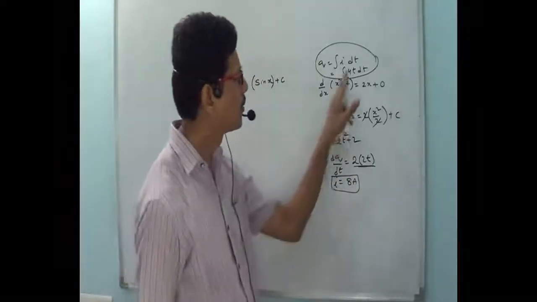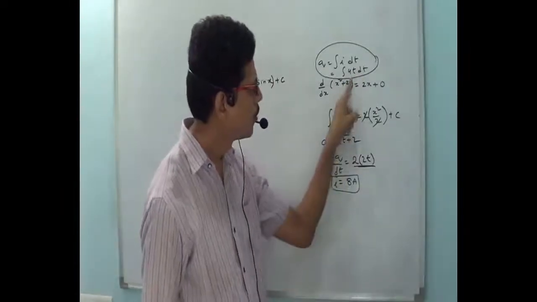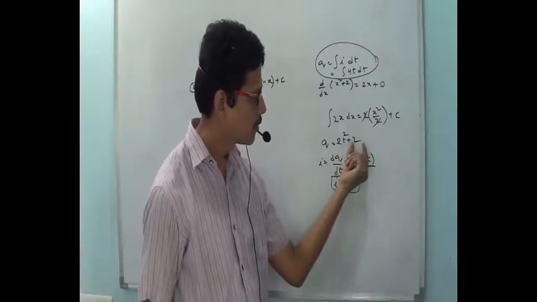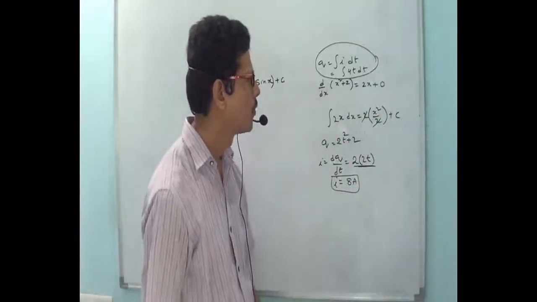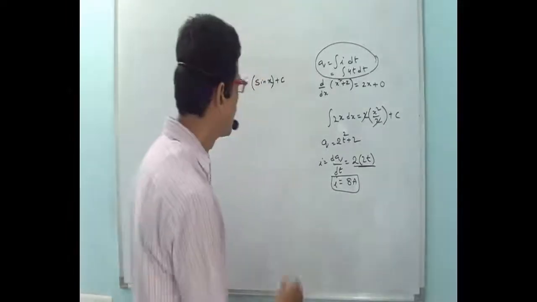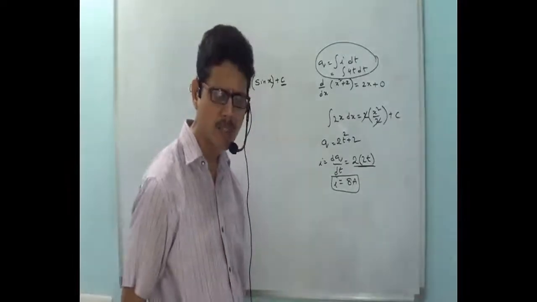Here if I do this integration, I will get 4 into t square by 2, that is 2t square. But what about the constant? So I will write it as plus c. 2t square plus c. Everywhere we will be getting this c, and in some instances that c can be equal to 0.